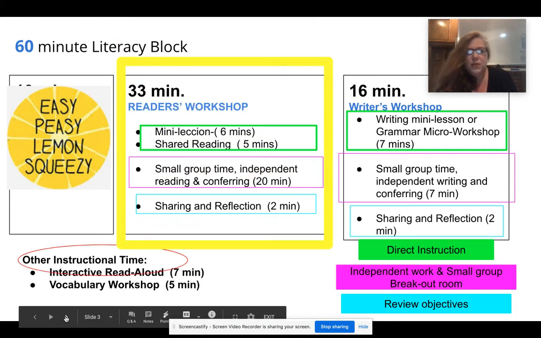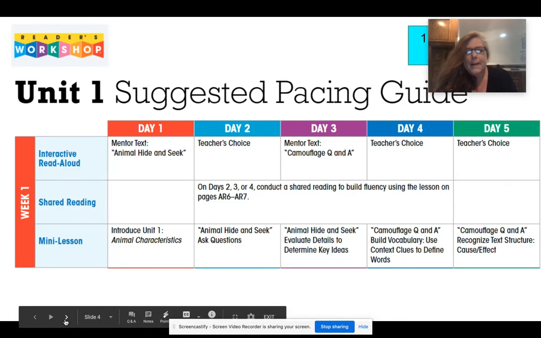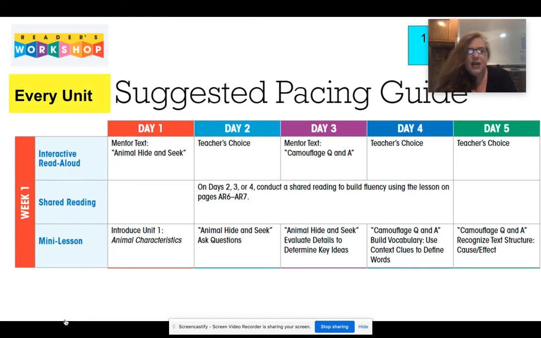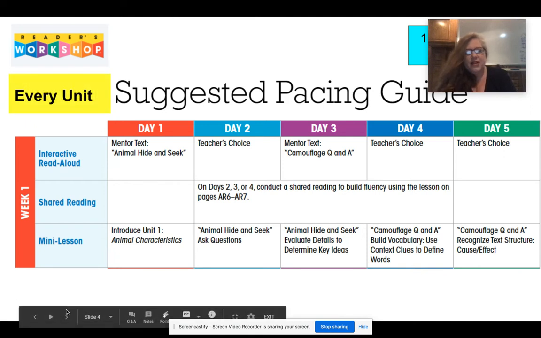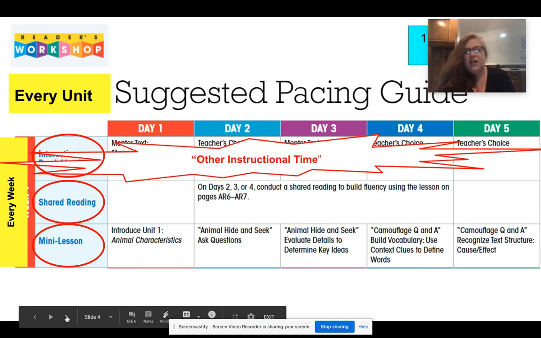So let's go ahead and look at Reader's Workshop. So this is Unit 1 pacing guide. And there are some similarities in every unit and in every week. And those are these 3 components right here: interactive read aloud, shared reading, and the mini lesson. And I do want to point out that this interactive reading aloud is what they deem as other instructional time. So again, I'm not going to plan for this in my literacy block.